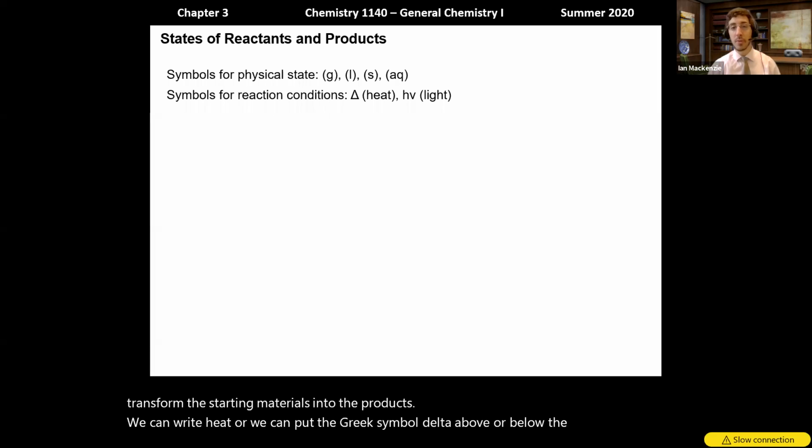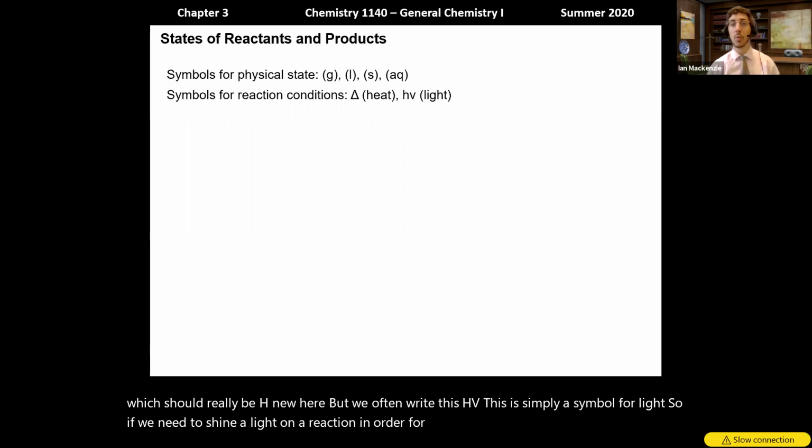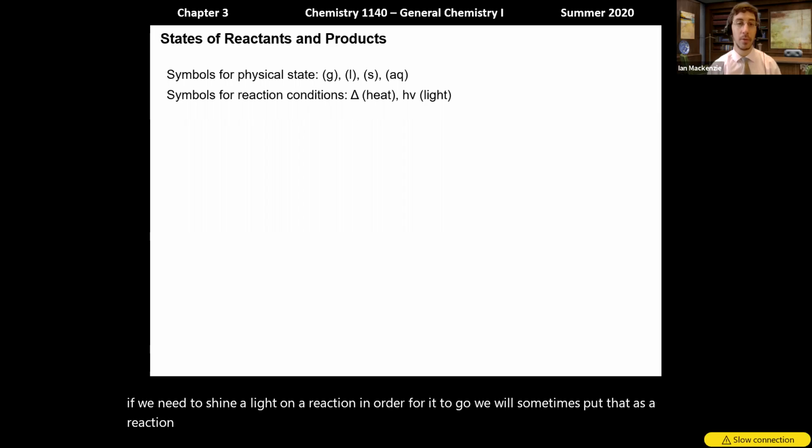Also HV, which should really be H nu here, but we often write it as HV. This is simply a symbol for light. So if we need to shine light on a reaction in order for it to go, we will sometimes put that as a reaction condition above or below the reaction arrow.